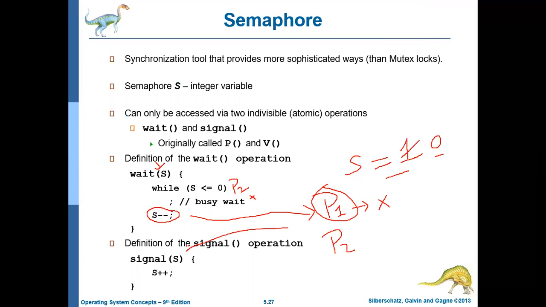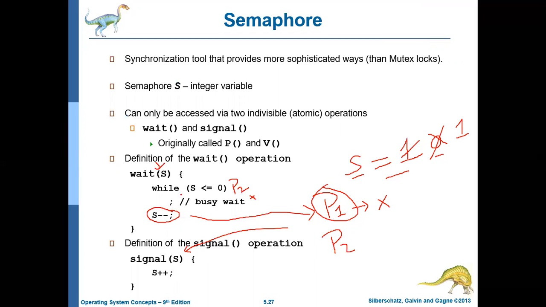P1 will call this particular function, signal of S. S is a shared variable which is shared by both P1 and P2. Now, what is S's value? 0. So what does it do? S plus plus. It will increment S by 1. Once it is incremented, it means that P1 has released the resource. P1 is no more using that resource.